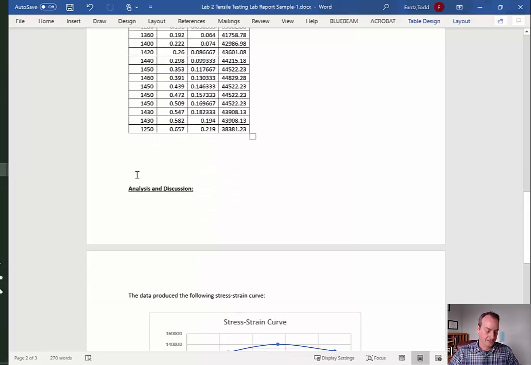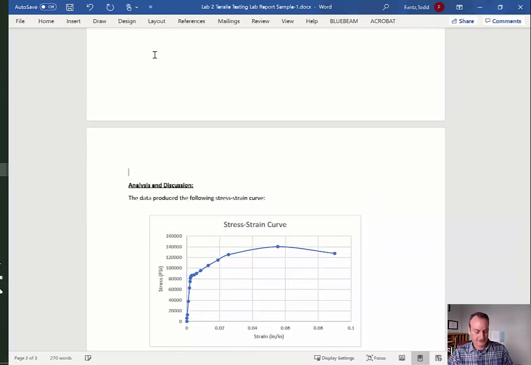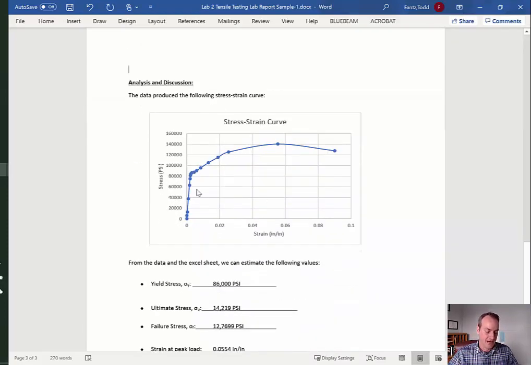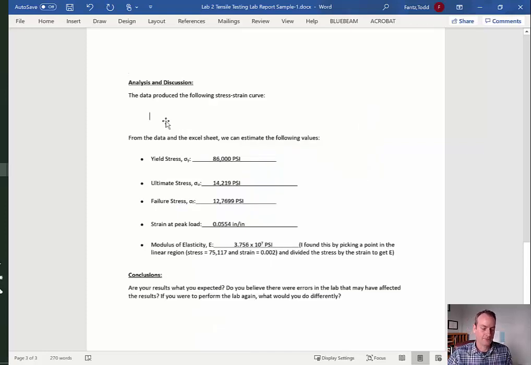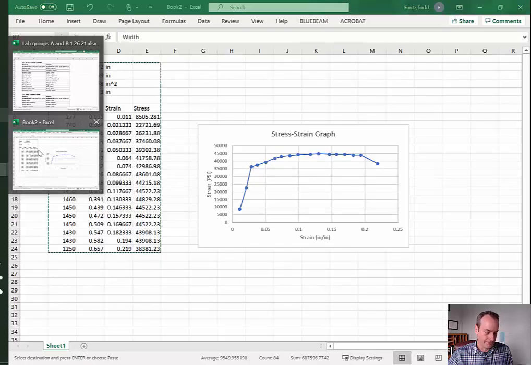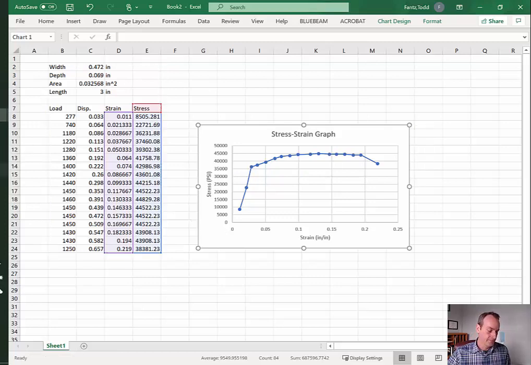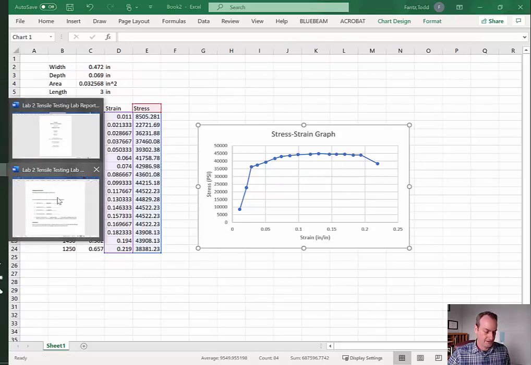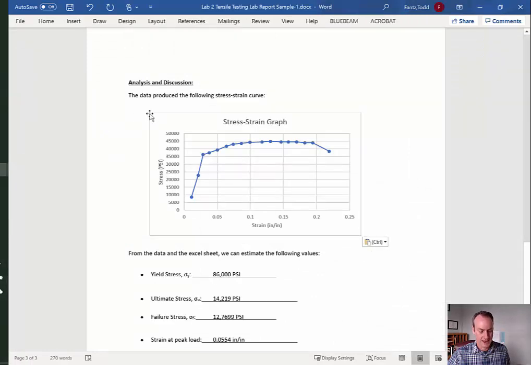For the analysis, it says what we're trying to find is, let me move this down so it's on one page, we're trying to find out what the graph looks like. Like I said, that's the sample one, so I need to replace it with my own data. So I'm going to hit Control-C again and paste it into this Word document like that. Now I have a stress strain curve.